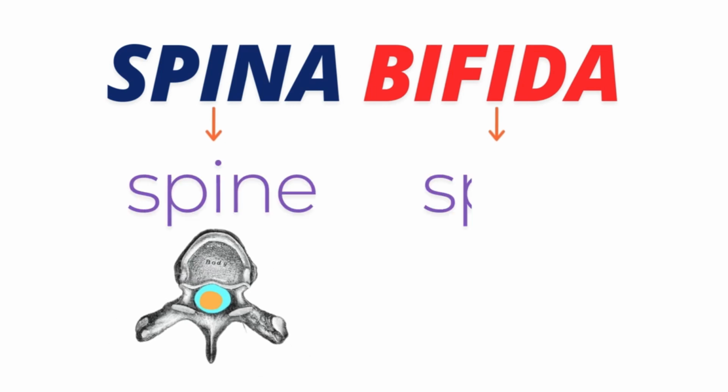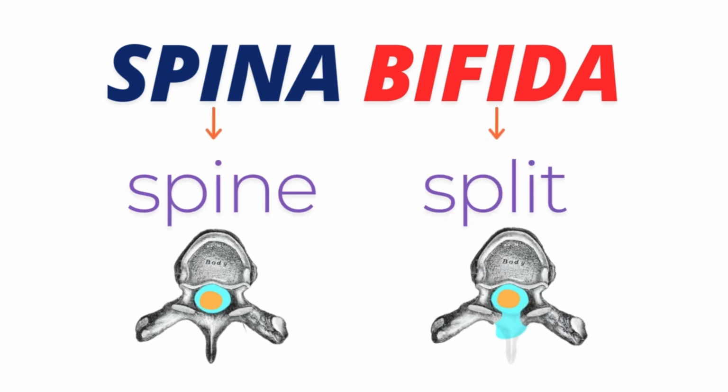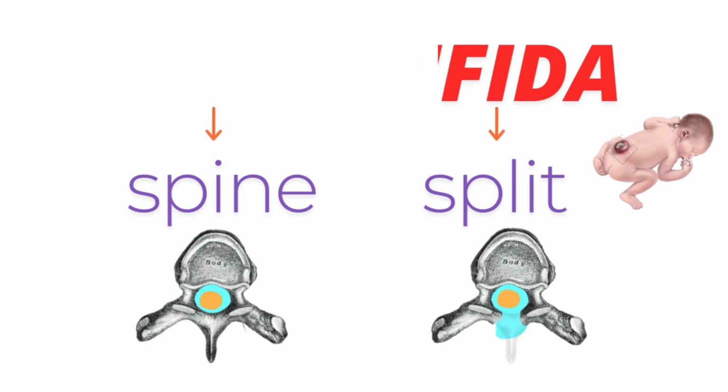It is also called spina bifida, which literally means split spine, as the spinous process of the thoracic vertebra usually disappears, resulting in the protrusion of spinal canal contents.